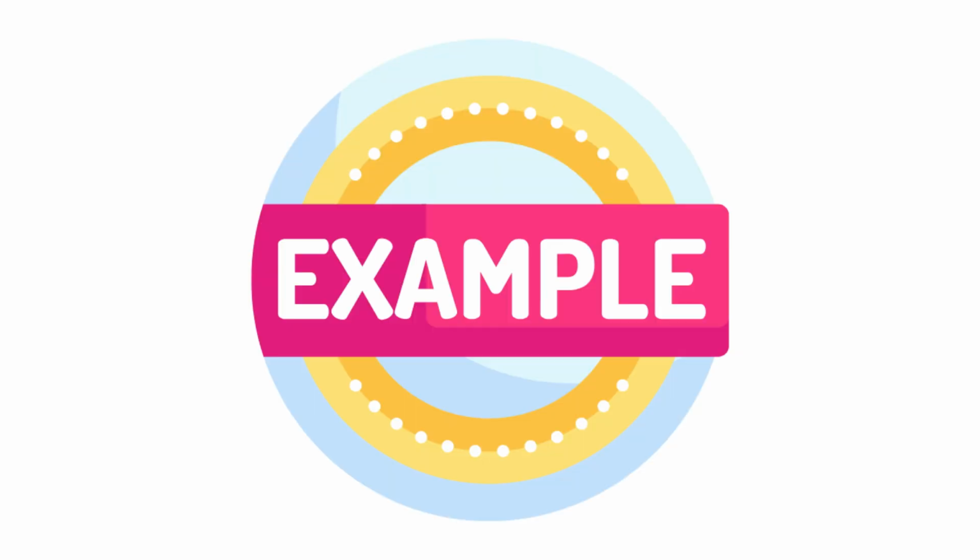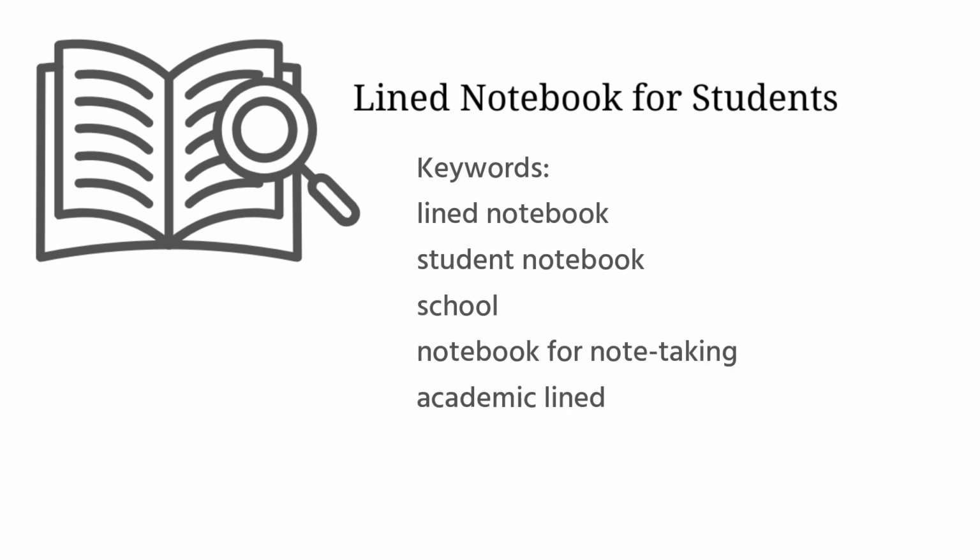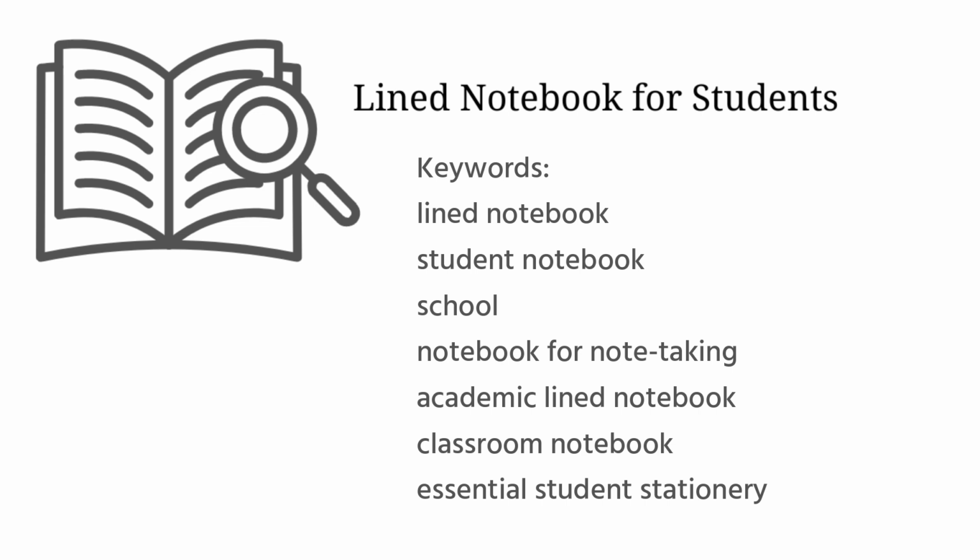So now let's look at a few examples for a hypothetical book. Let's say you want to make a lined notebook for students. So if you have a lined notebook for students, the keywords you could use are lined notebook, student notebook, school notebook for note-taking, academic lined notebook, classroom notebook, essential student stationery. So you can see how these keywords and phrases cover both short tail and long tail keywords, providing a broad yet accurate representation of the book's content.